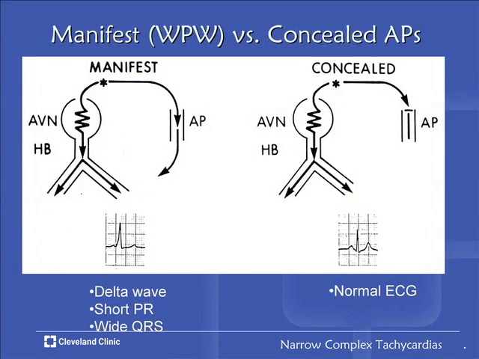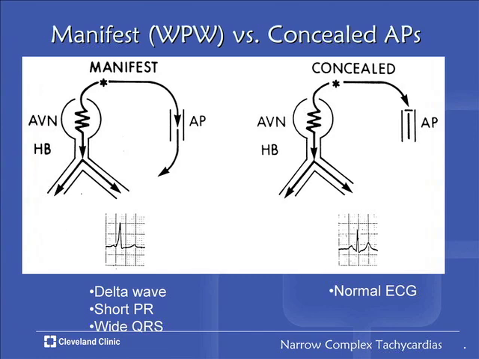So you have two kinds of accessory pathways. You have something called concealed and something called manifest. And it's just purely English. Manifest meaning you see it. Concealed, it's hidden. So why could this accessory pathway be hidden? It depends on the conduction characteristics of this accessory pathway.